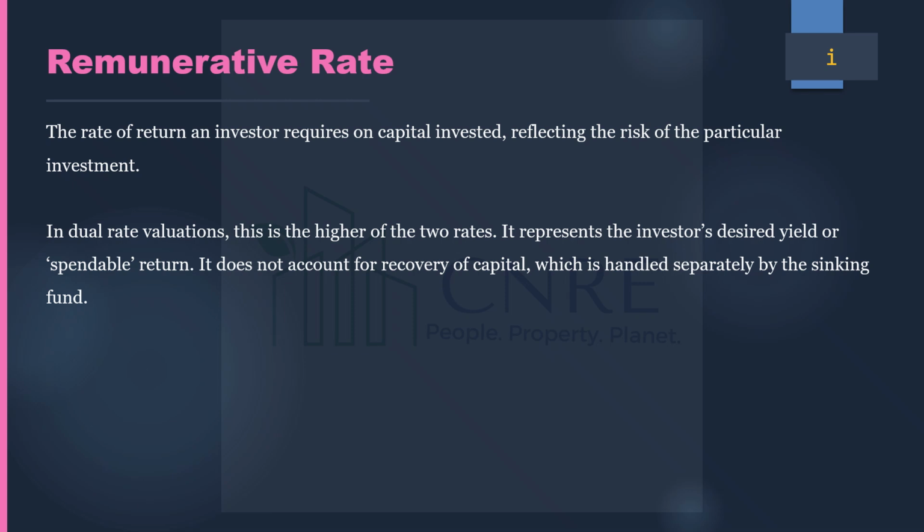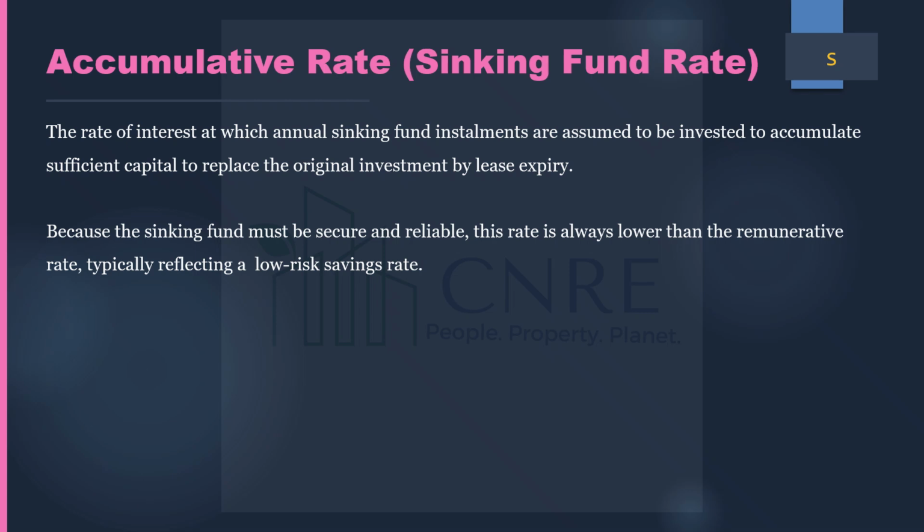So basically the remunerative rate is the rate that, okay, the investor says this is what I want to get on my capital, and he has already factored in the various risks that may be associated with that investment into this rate. Okay, in that dual rate calculation, the remunerative rate is usually the higher rate. So that is the remunerative rate. Okay, so the accumulative rate is the other part of the YP dual rates calculation.